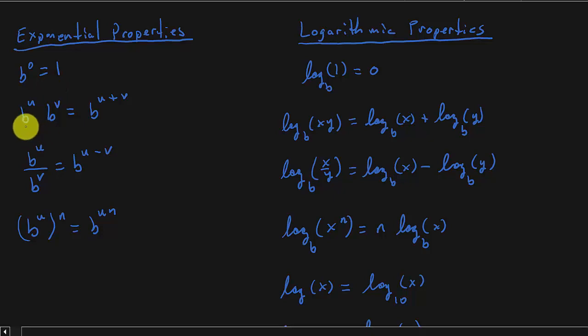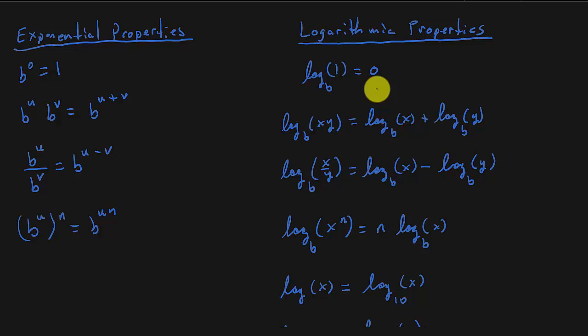Here we have b to the u times b to the v is b to the u plus v. If you're multiplying, you have like bases, you add the exponents. Here, b to the u over b to the v is b to the u minus v. If you have like bases, you're dividing, you're subtracting the exponents. And then if you have b to the u, and then all of that's raised to a power out here, you multiply the exponents. And then we have the log of 1 with base b is equal to 0. Anytime you take the log of 1, no matter what the base is, you get 0 for an answer.